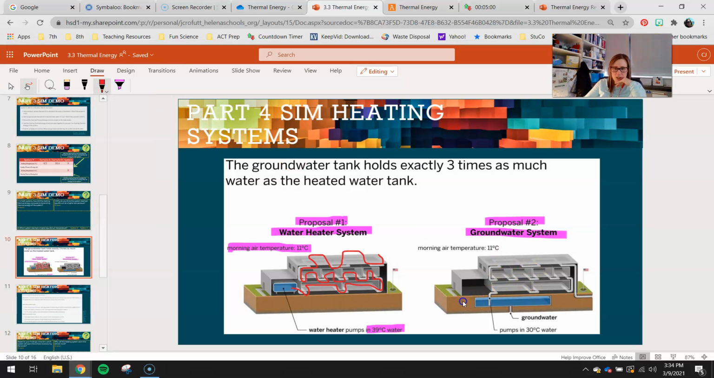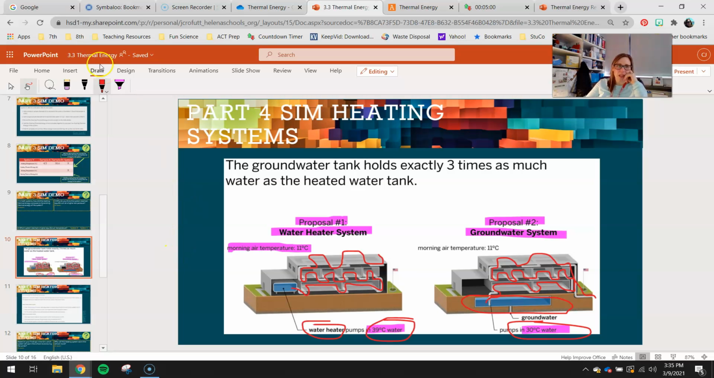Our second system is this groundwater. Notice that our tank is a whole lot bigger, but our water's only 30°C. So we have a bigger tank, but cooler water. And again, that groundwater tank is going to push water throughout this whole school. You can see it going through all the classrooms and up through the edges of the school, okay? It's constantly moving, but again, cooler water and a larger tank versus warmer water and a smaller tank, okay?